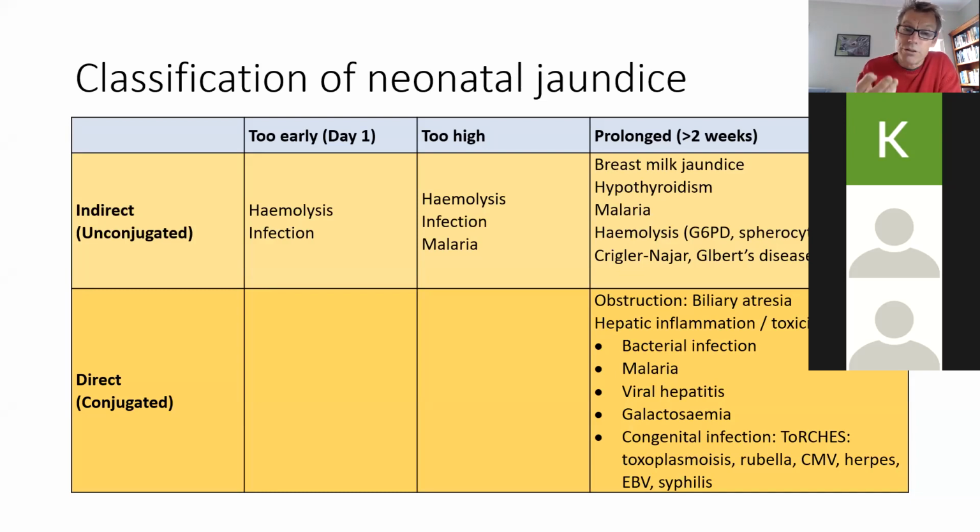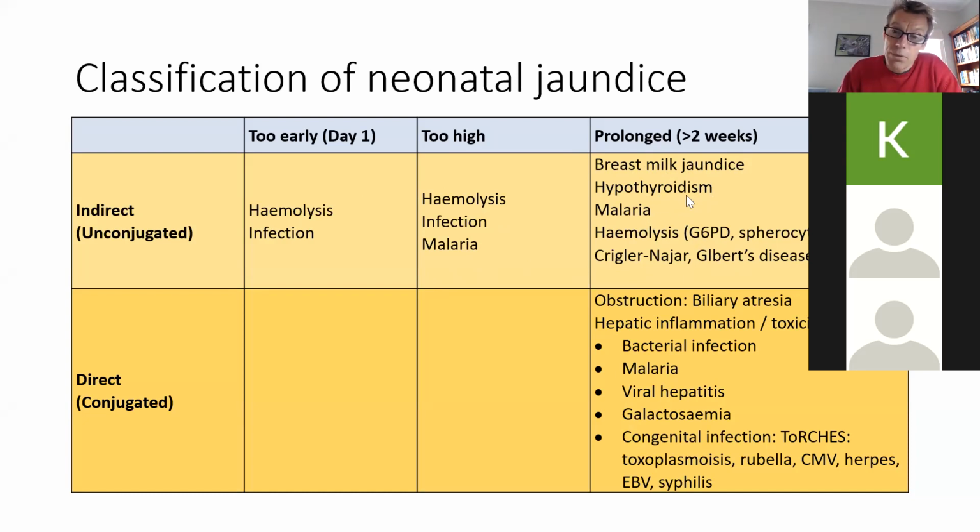So as I said, if it's too early or too high or too prolonged, then we should think it could be pathological. If it's too high, think about hemolysis or infection. Sometimes malaria, like congenital malaria, can give you a high bilirubin level. And if it's prolonged, then it might just be normal. If it goes on beyond 2 weeks and it's indirect hyperbilirubinemia, then the most likely cause is just breast milk jaundice. But sometimes it can be due to some pathology like hypothyroidism. This is important to think about, or malaria, and there are some other conditions.